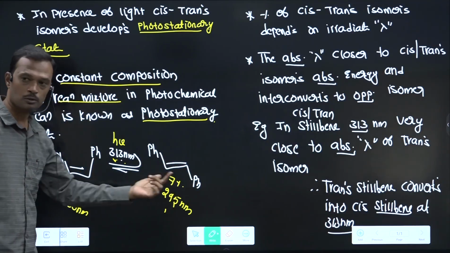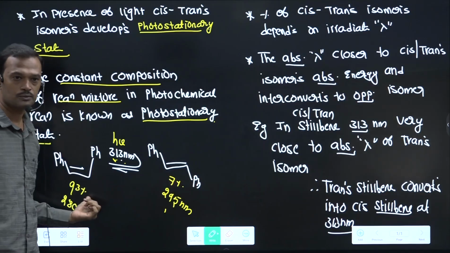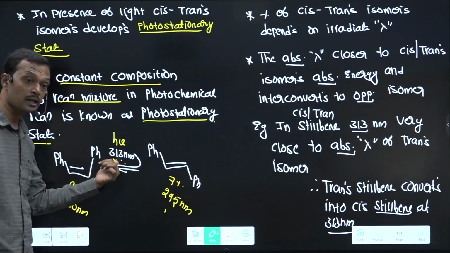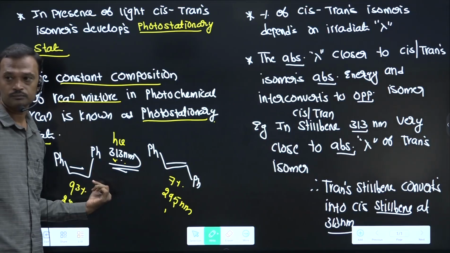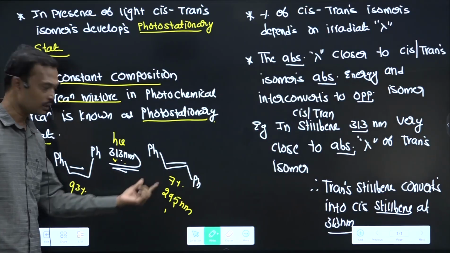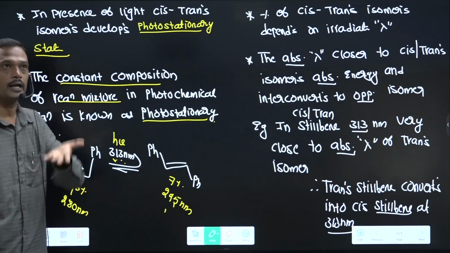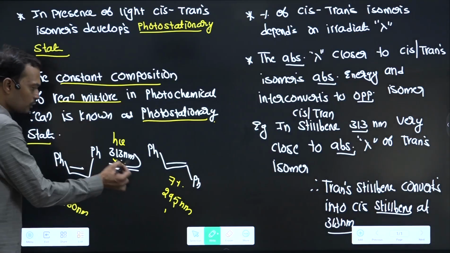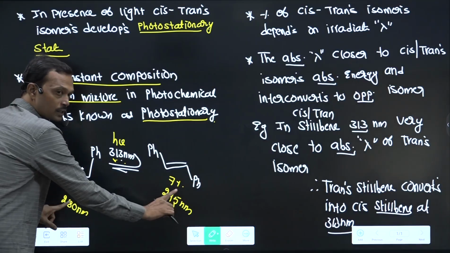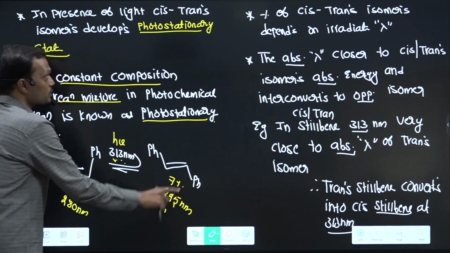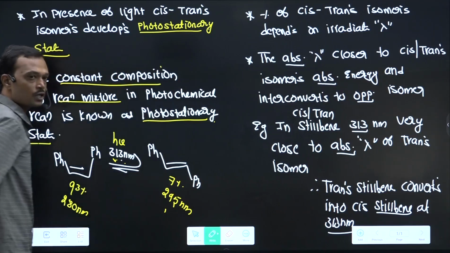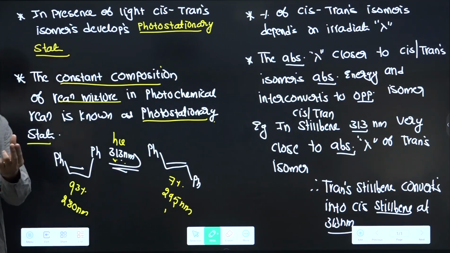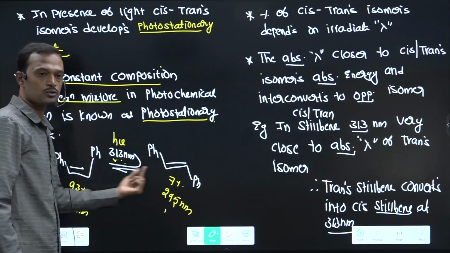Between these two, which is more stable? Trans is more stable than cis. But this is after absorbing energy, how it is interconverting. After absorbing, trans takes energy, is activated, and converts into cis. So at this particular wavelength, these two always maintain a constant percentage. That constant percentage is known as the photostationary state: the state at which two stereoisomers maintain a constant composition by absorbing a suitable irradiated wavelength.